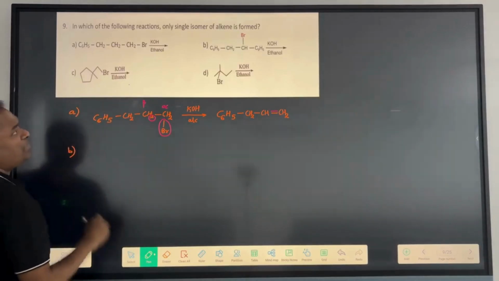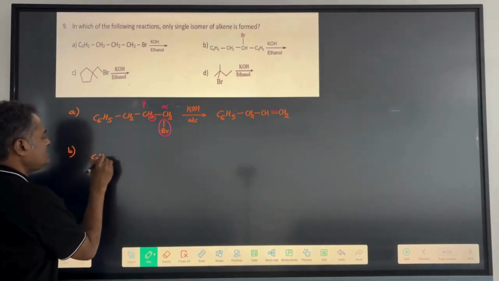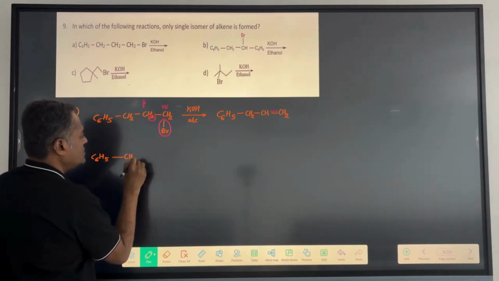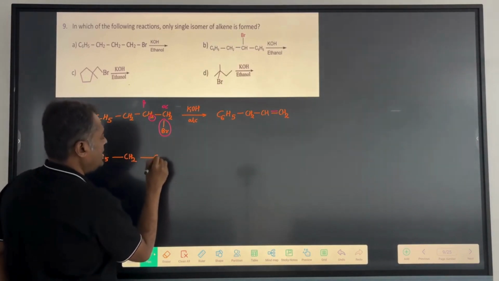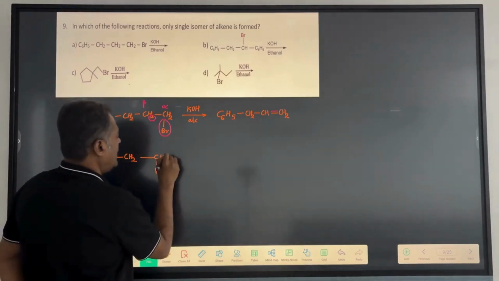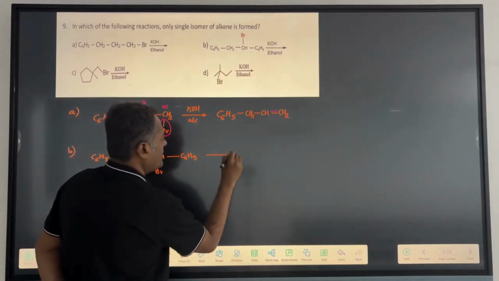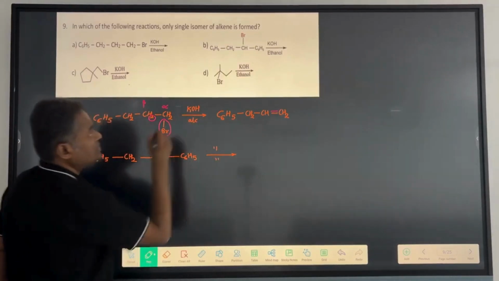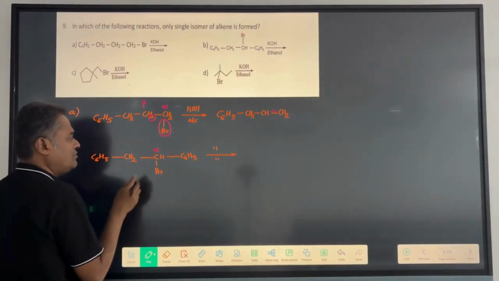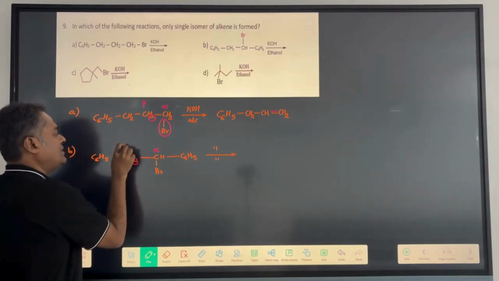Now same way if you go for the second example what we have, the example number B. Now in B you have got C6H5, CH2, then CH with Br, and last is again C6H5. Again the concept is same. You have to use the alcoholic KOH condition what is mentioned. Now let's mark this as alpha, and now there is no option available, you have to remove H from here only. So that's a beta.